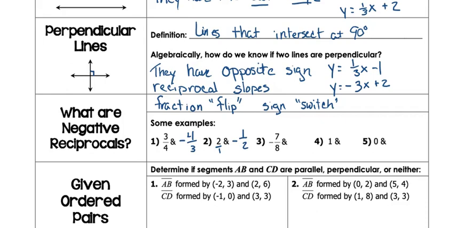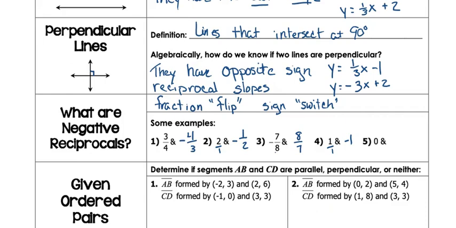Number 3 here, I have -7/8. Well, the opposite of a negative is a positive, and then I'm going to take the reciprocal or flip, and I have 8/7. My last one here, I have 1 as a fraction. That would just be 1/1, right? So if I flip that, it's still 1/1, which seems a little strange, but my slope is just -1 if I simplify that. So if I have a slope of 1, the opposite reciprocal would be -1.